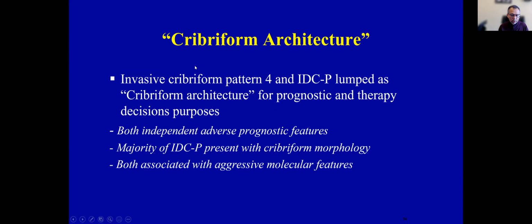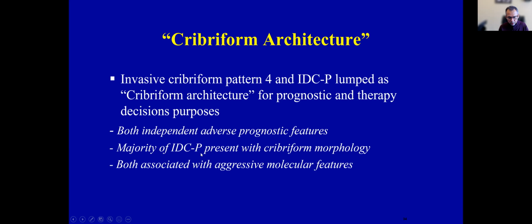Another important point that you want to keep in mind is that the cribriform cancer gland and intraductal carcinoma, which is essentially a retrograde spread of high-grade prostate cancer, are highly interrelated morphologically as well as from a clinical significance point of view. Both are independent adverse prognostic features. The majority of intraductal carcinoma also presents with cribriform morphology, and both are associated with aggressive molecular features.